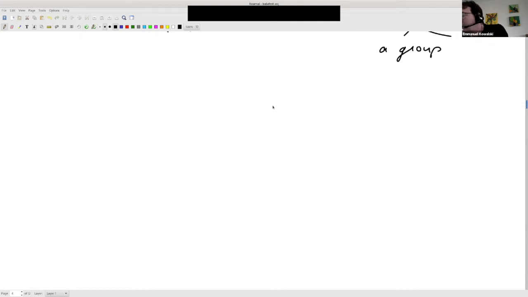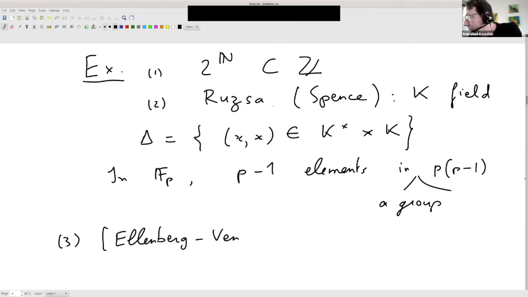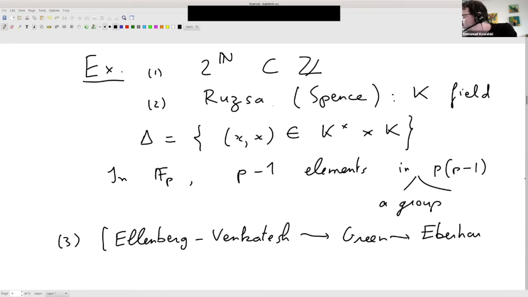So let me give another example which is not relevant. The previous example is very relevant to my talk. The next one is not really relevant, but it's very nice, and I want to mention it, because in some sense that might be the most interesting thing that you might want to remember. It's apparently due to Ellenberg and Venkatesh, who told it to Ben Green, who told it to Eberhard and Manners, and that's from Eberhard and Manners that I learned of it recently.